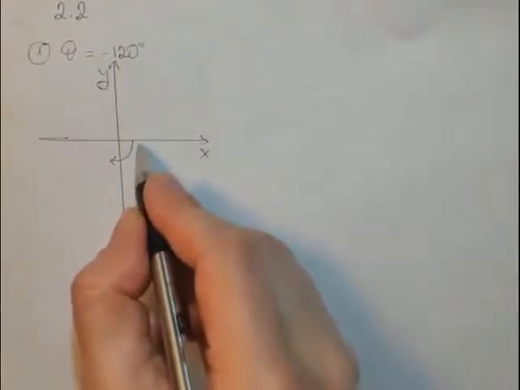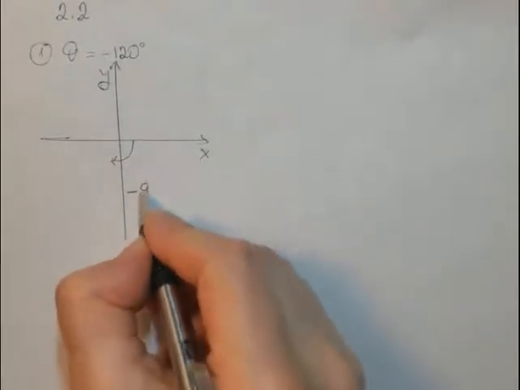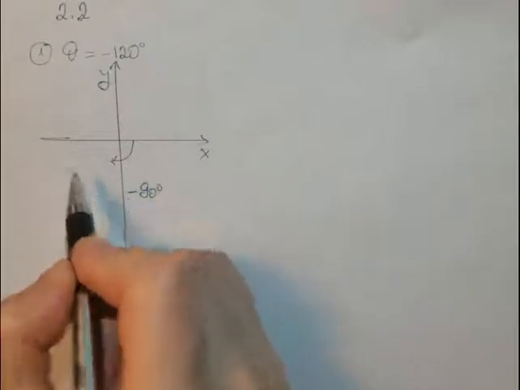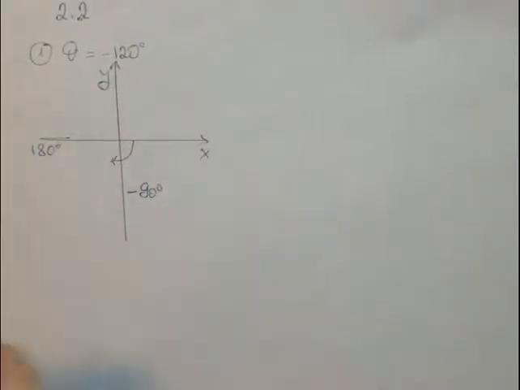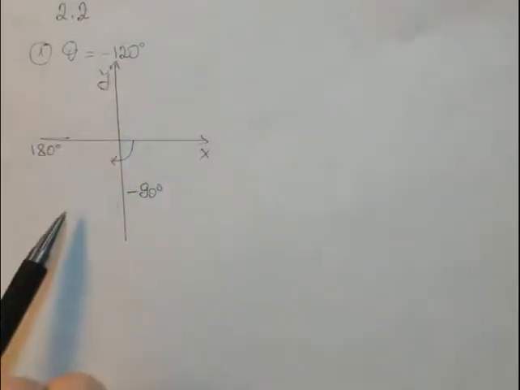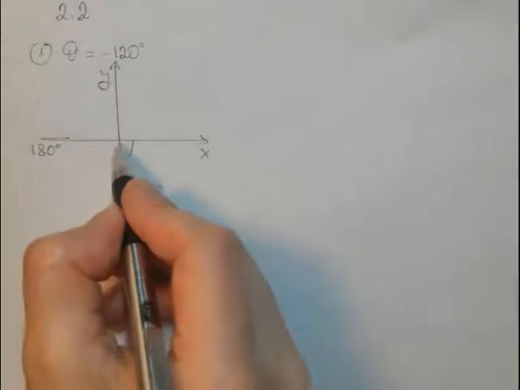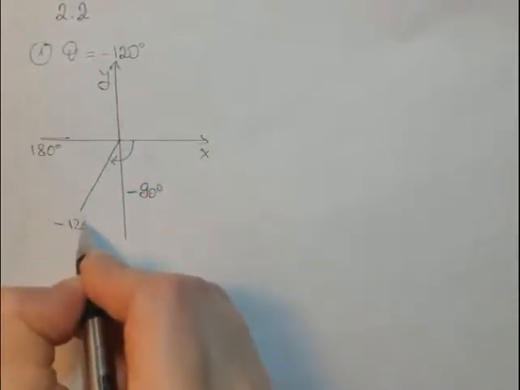The first quadrant in the negative direction will be at the angle negative 90. The second quadrant will be negative 180 degrees. Negative 120 is somewhere in the middle. Negative 120 degrees.